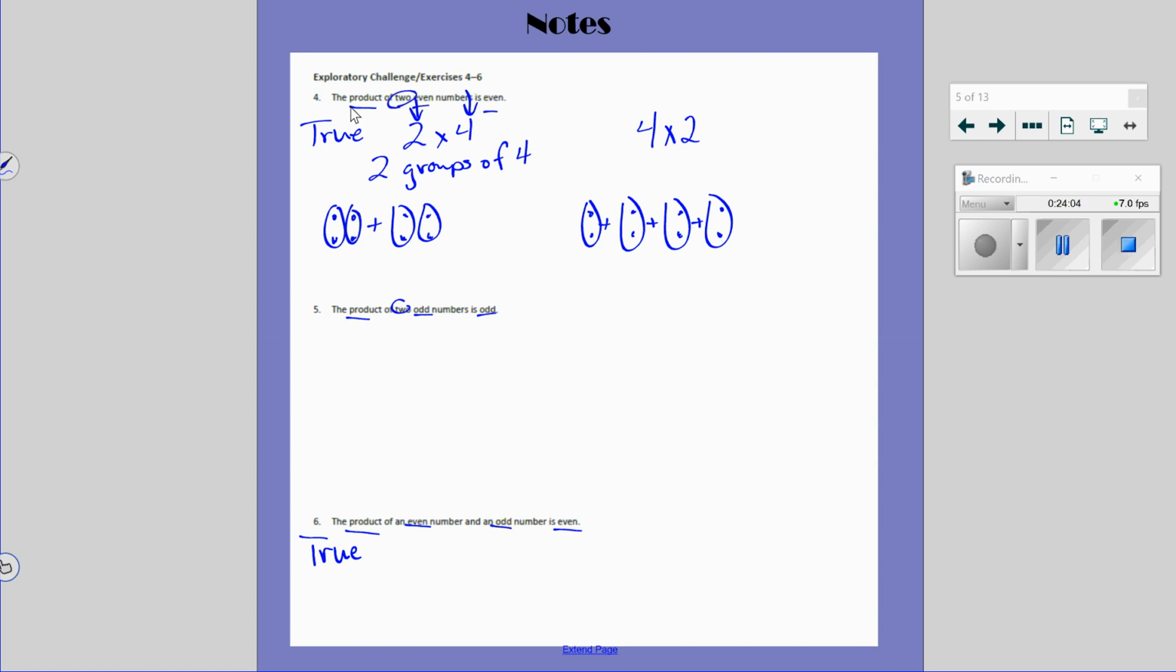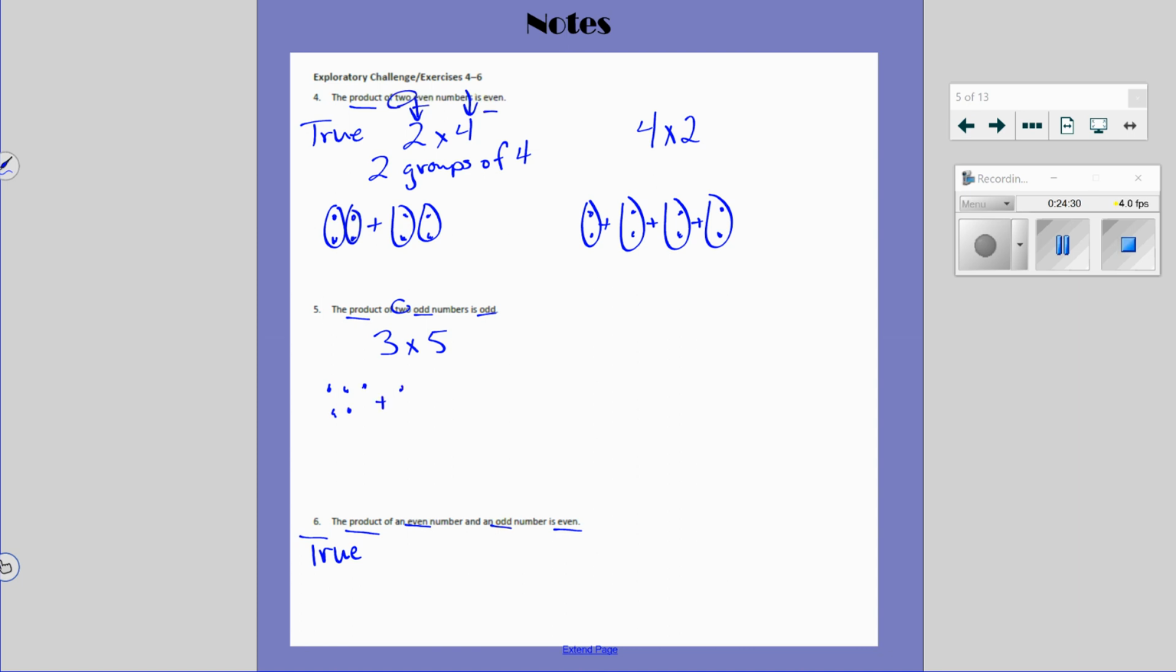The product of 2 odd numbers is odd. Some of you thought this is true, some thought it was false. So let's look at some examples. Mateo? Let's do different ones so I can actually see the difference in the models. Emily? I like that. Okay, we'll go with that. So 3 times 5. So that means I've got 3 groups of 5.